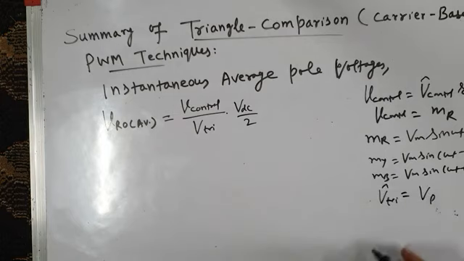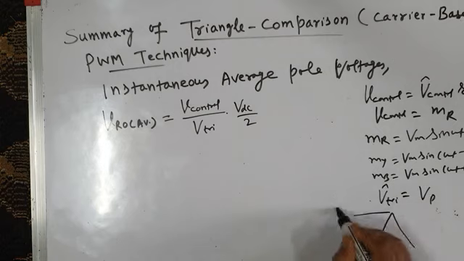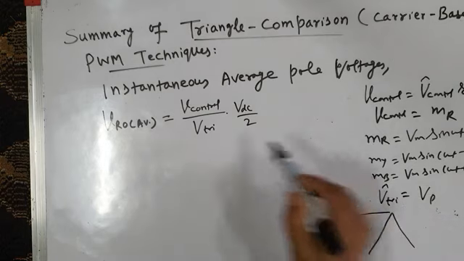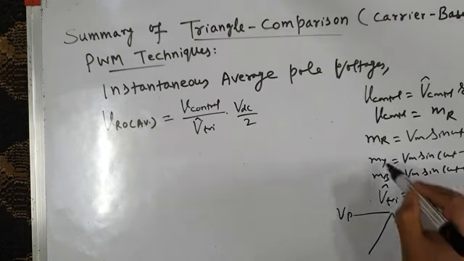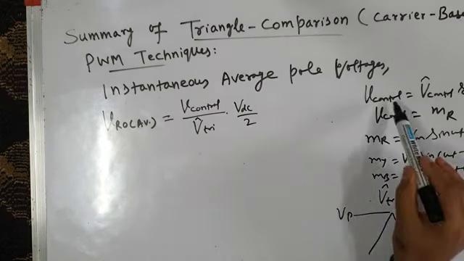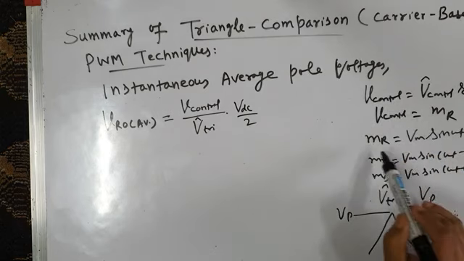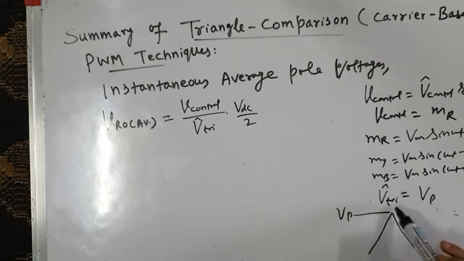That is VP. So this is your triangular carrier wave, its peak value is VP. Here I have written VTRI, so you can write VTRI also, or you can write VP. So let us follow this notation. Instead of writing V control and VTRI, we will write MR, MY, MB and VP.